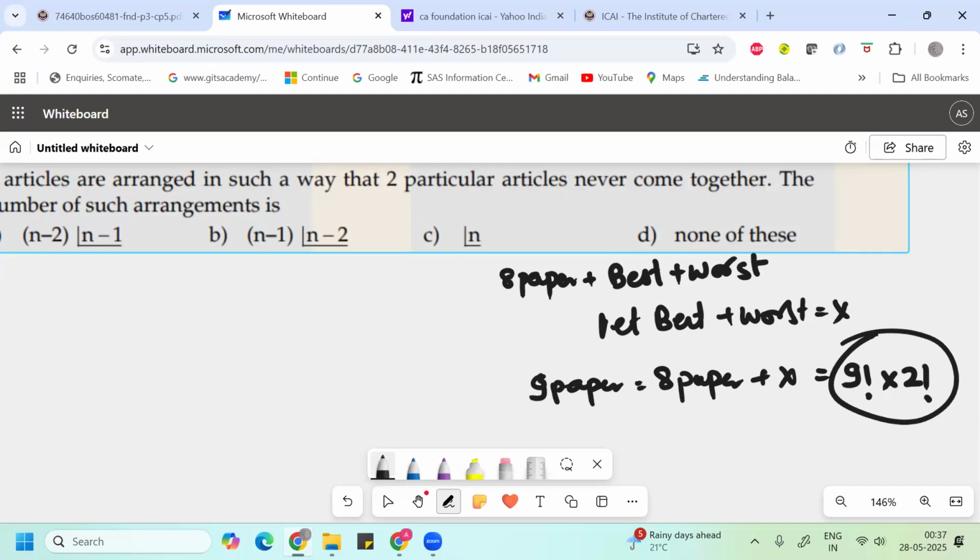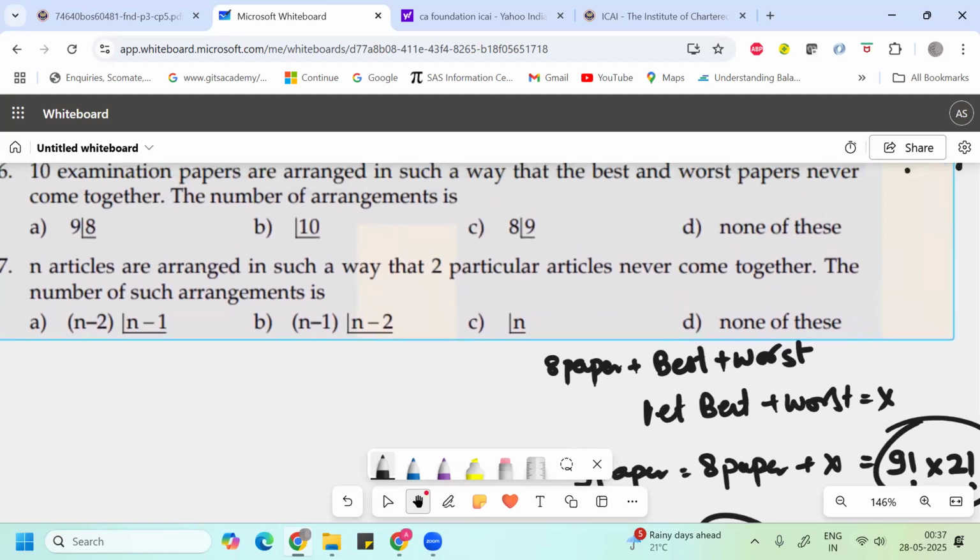And in how many ways can you arrange the 10 papers? 10 factorial ways. Imagine if they had asked that they are always together, then the formula for that in terms of n would be n minus 1 factorial into 2. Always together. Okay, and here they're asking never together.